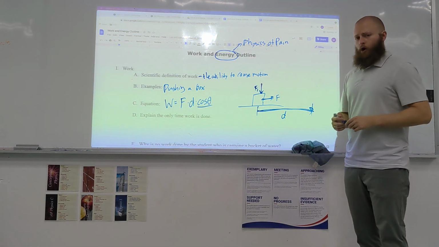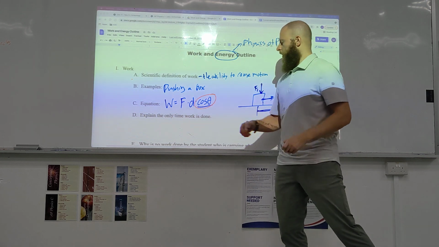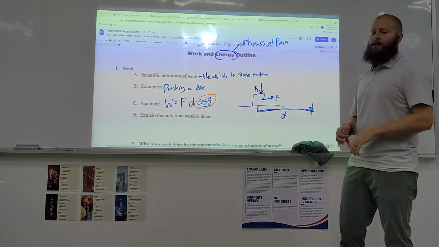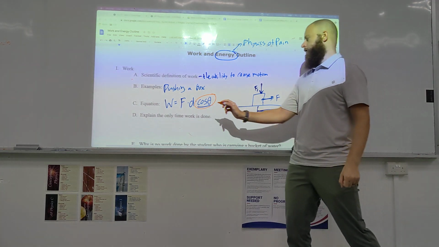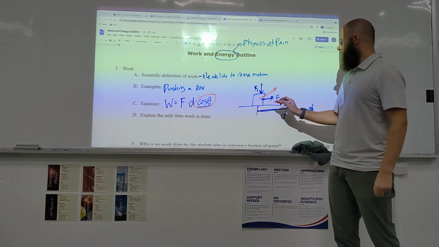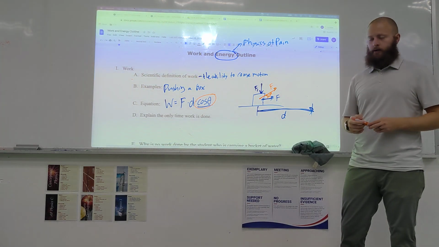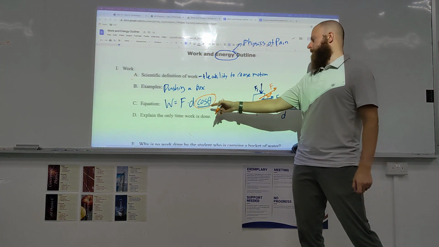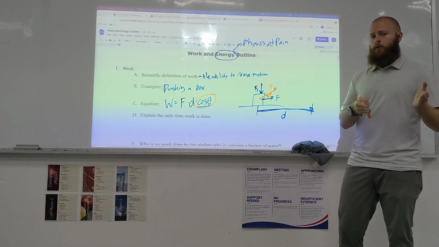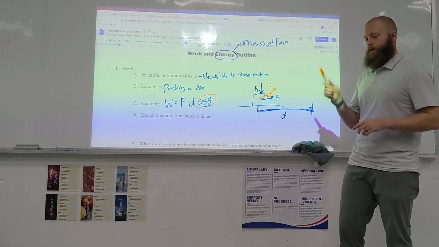Oftentimes you don't really need to worry about the cosine theta. If they're both in the same direction, you don't need to worry about it. If they're in opposite directions, it's just a negative sign here. Now, if I have something like this, let's say 30 degrees, well, now I need to actually worry about it. So then I would just do F times D times cosine 30. Remember, your force needs to actually be contributing to the motion. That's a really important thing.